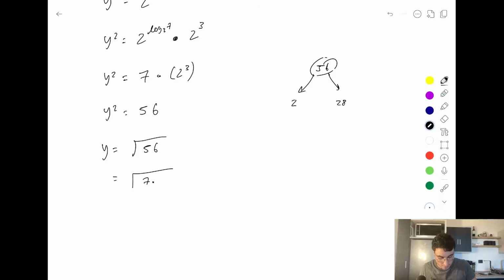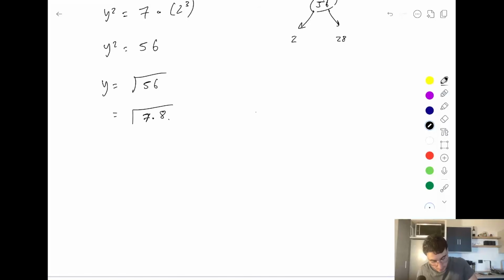Highest prime factor, that is 7 times 8. Because remember, that's what we do for surds. So really that transforms now into 7 times 4 times 2. Okay, because now I'm breaking the 8 down into its prime factors.